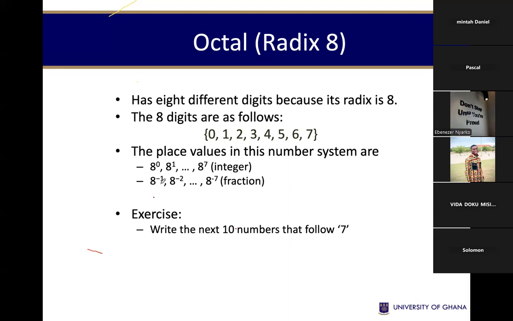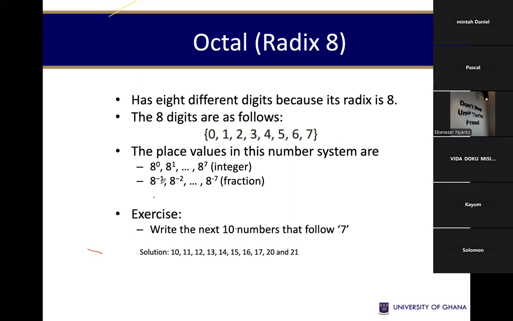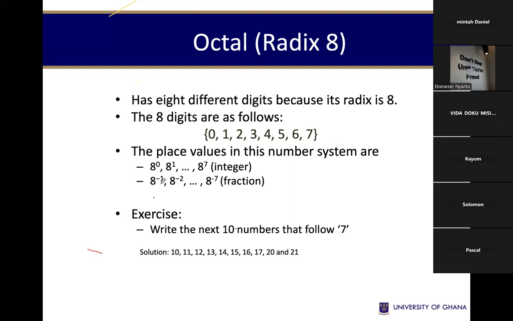So when we write the 10 numbers that follow 7 in octal, we cannot get 8, etc. So we have to move on from the 7. Now we go to 1, 0, 1, 1, 1, 2, 1, 3, 1, 4, 1, 5, 1, 6, 1, 7. Then we also look at the 2, right? 2, 0, 2, 1, 2, 2, 2, 3, all the way to the next thing. Then we look at the 3 actually. Okay, so that's straightforward.